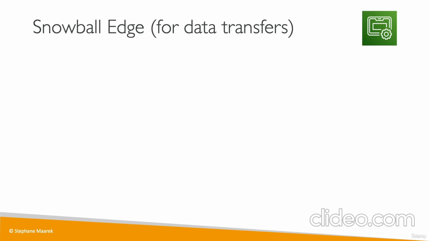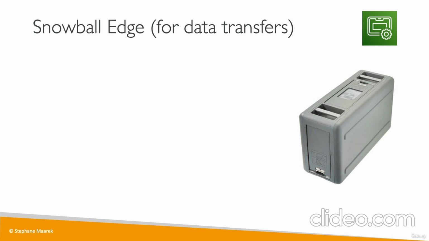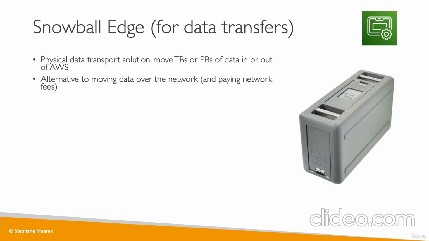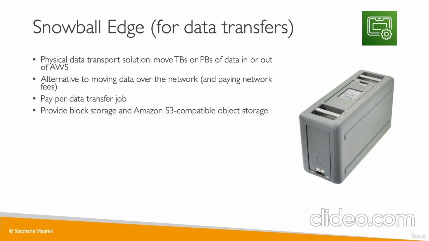Okay, so now what sort of devices do we have? We have the Snowball Edge. Snowball Edge is a huge box, as you can see, and it is going to be used to move terabytes or petabytes of data in and out of AWS. It is going to be an alternative to moving data over the network, as we've seen. We're going to pay per data transfer job. And the interface within the Snowball Edge is going to provide block storage or Amazon S3 compatible object storage.